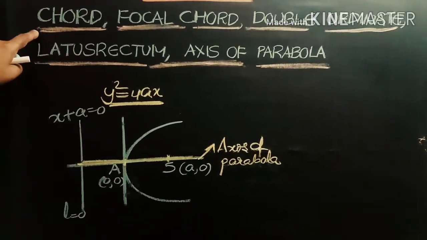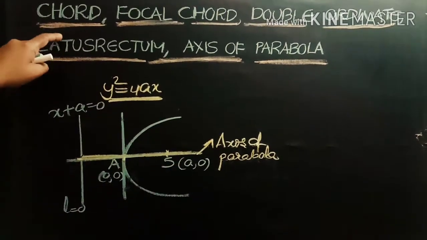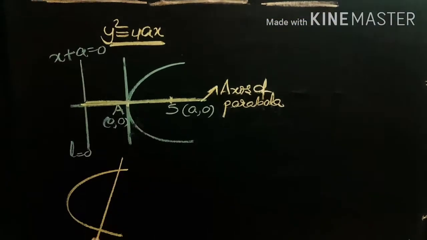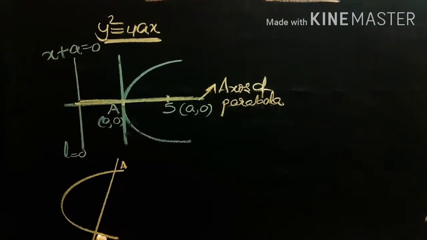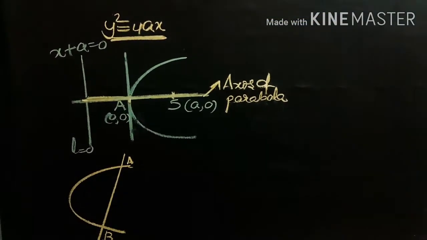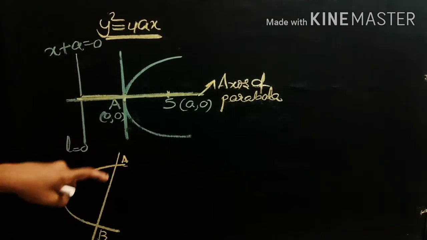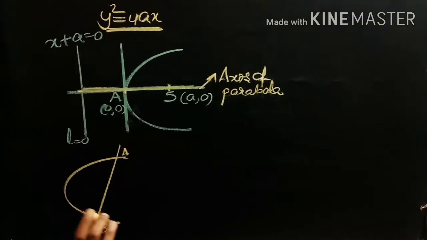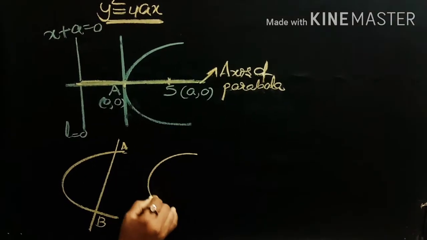And the first definition here is chord. Chord means, this is the parabola, the line joining two points on the parabola is called the chord of the parabola, which passes through two points of the parabola. And the next definition, focal chord.